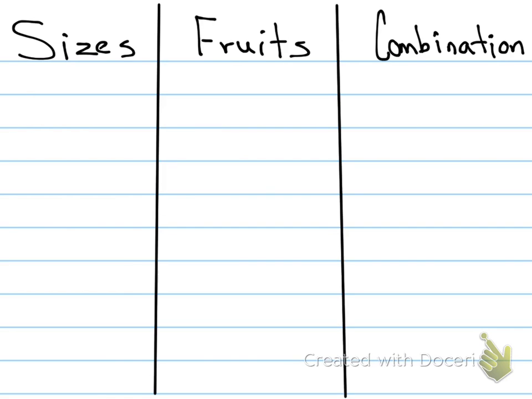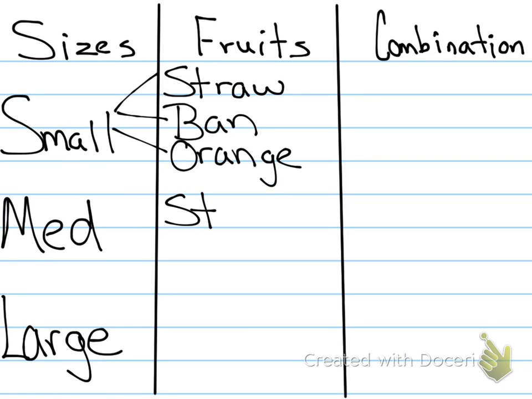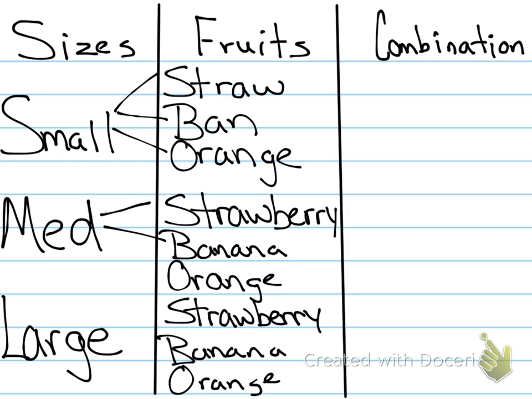All right, so what sizes were possible? Small, medium, and large. So what were my fruit options? Strawberry, banana, and orange. So for a small, I could get strawberry, banana, or orange. For a medium, I can get strawberry, banana, or orange. And guess what? Same goes for the large. So for all three of these size options, I have 3 fruit choices.